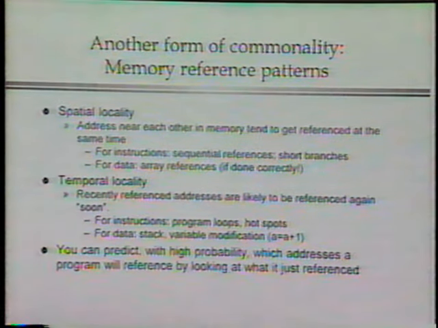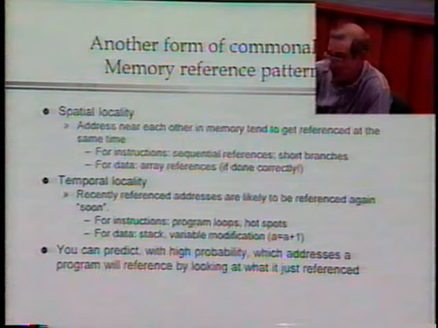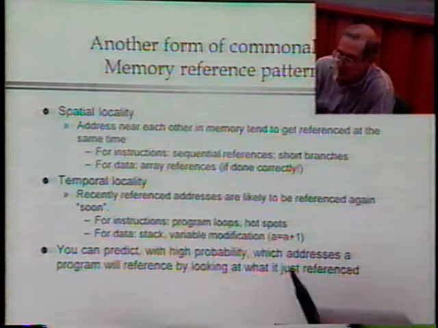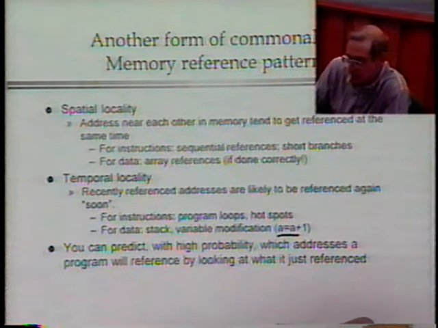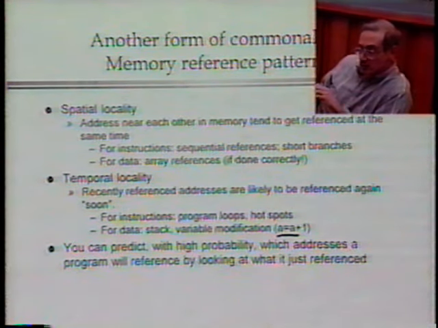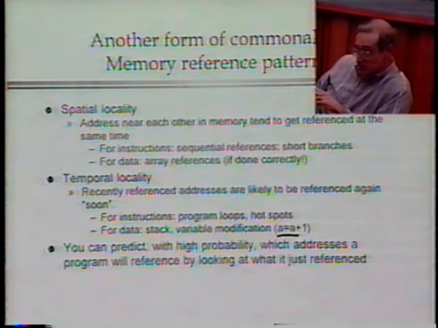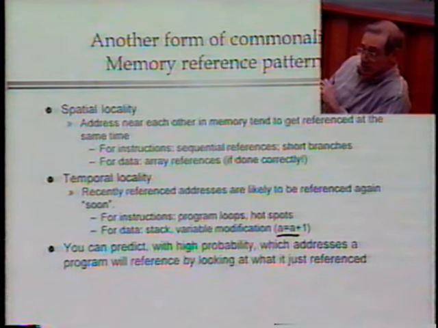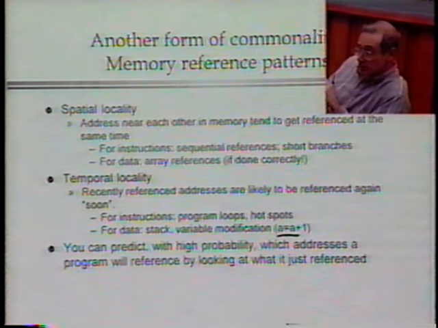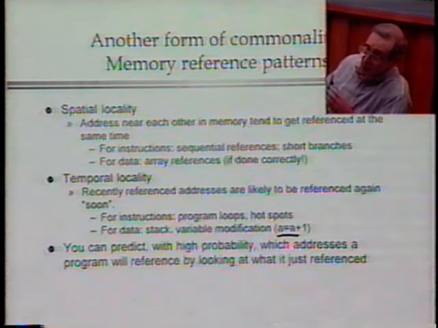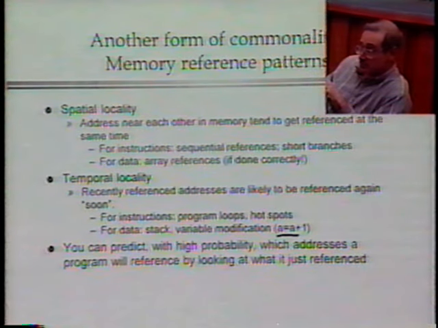Temporal locality says that if you referenced a piece of memory recently, then chances are you're going to reference it again. For instructions, when you have programs in loops, obviously that's true. The hotspots are things that ought to be put into caches. For data, stacks and variables that are referenced and re-referenced also represent temporal locality. And there, the design of caches, which I'm sure you've seen, are such that if you reference a memory location, put it in memory, keep it there for a while, chances are it'll be referenced again.